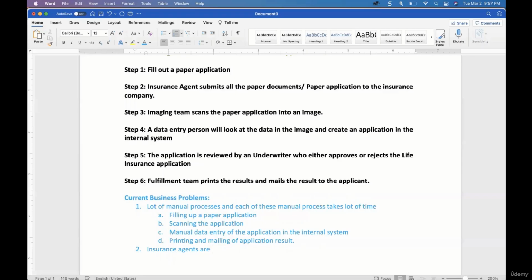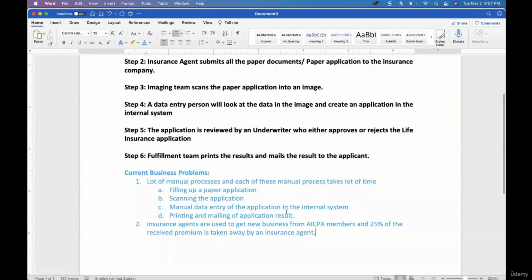However, another expense beyond travel expenses, insurance agents are used to get new business from AICPA members, and 25% of the received premium is taken away by an insurance agent. So we are giving a lot of commission to these agents for bringing the business. So that's another expense for us.